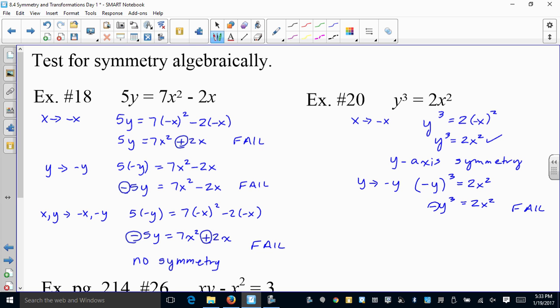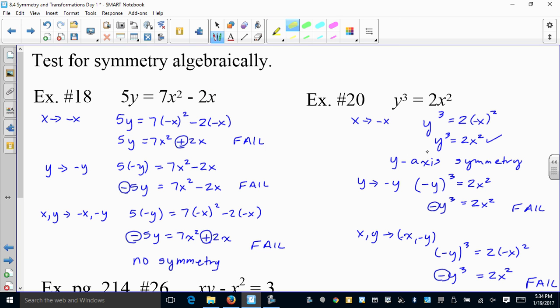And let's go ahead and do the x and y. So I'm going to take x and y and change them to x, negative y. So I have negative y cubed equals 2 times negative x squared gives me negative y cubed equals 2x squared. Again, it failed. The same place as it did last time. So this one only had the y-axis symmetry. So let's go ahead and highlight that. I mean, I suppose I can highlight the answer on the other one, even though I had none.